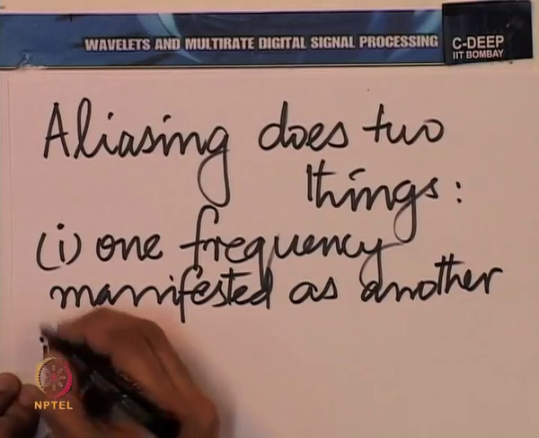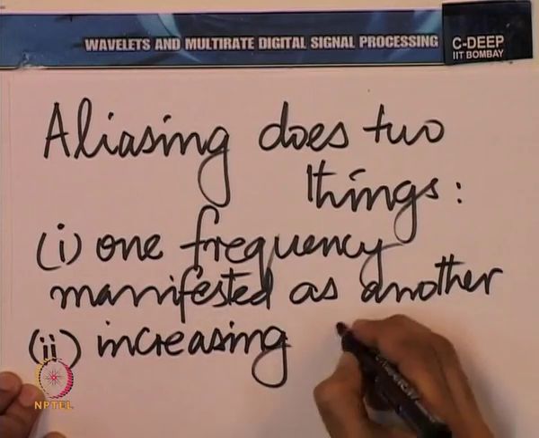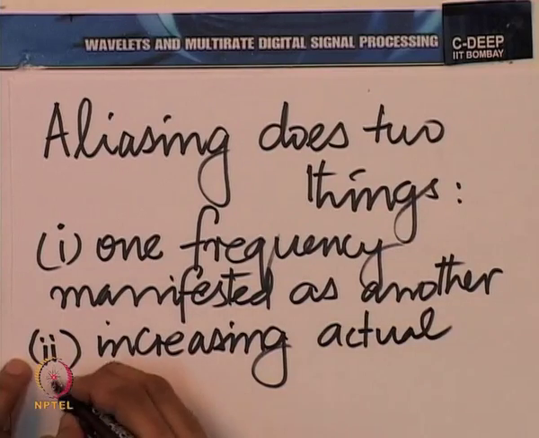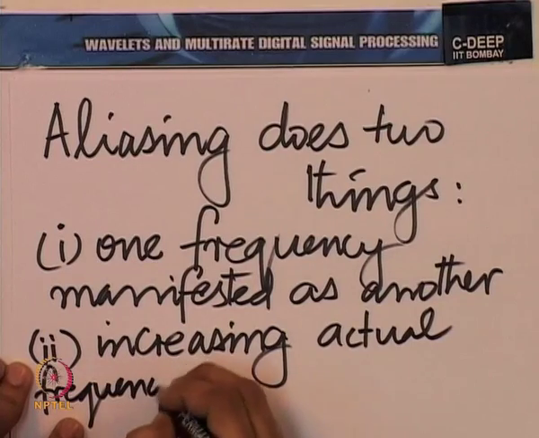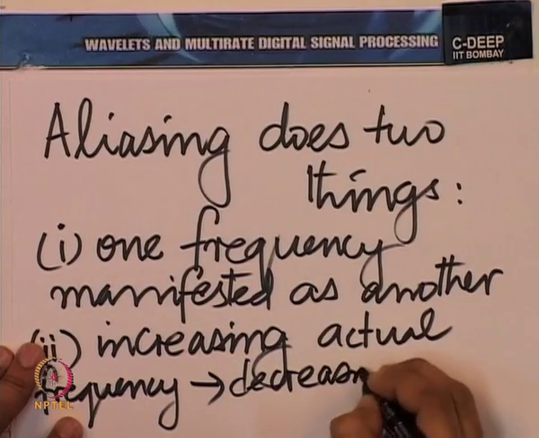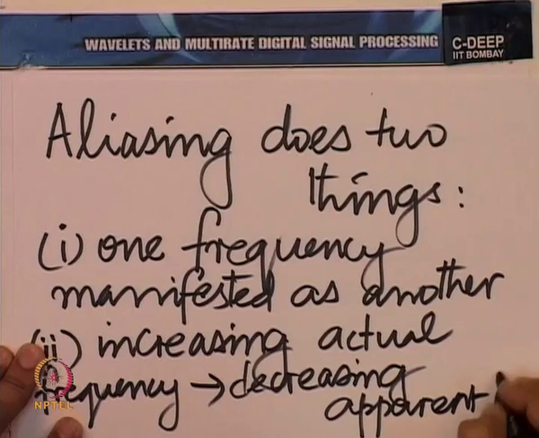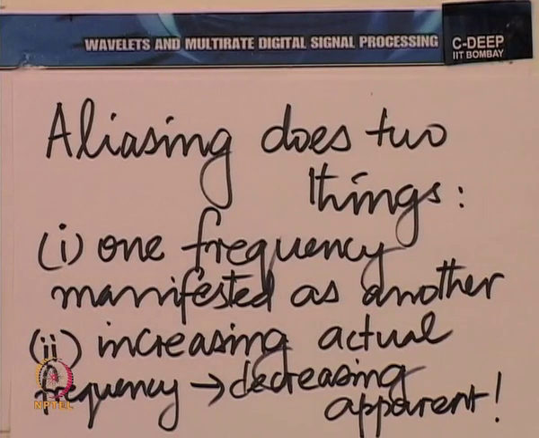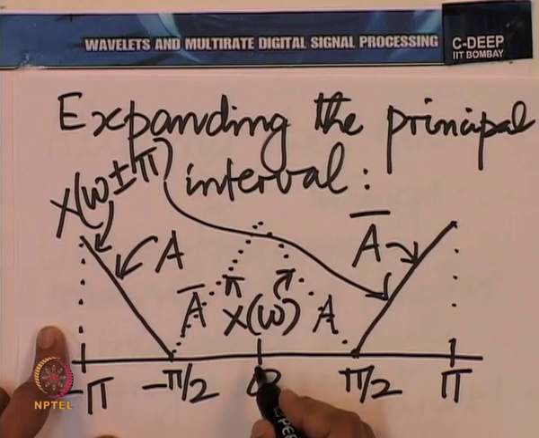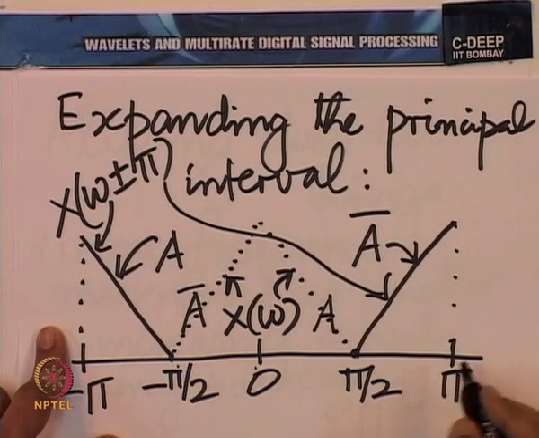Two, increasing actual frequency leads to decreasing apparent frequency. So, in fact, just to emphasize, let me put back before you and stress this point. As you increase the frequency from 0 to pi by 2 here, the frequency appears to decrease from pi to pi by 2 there.